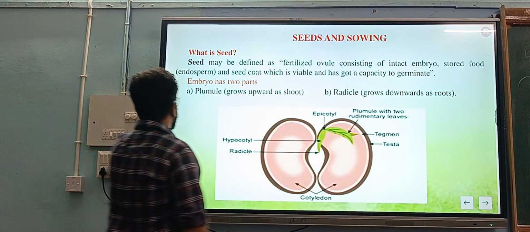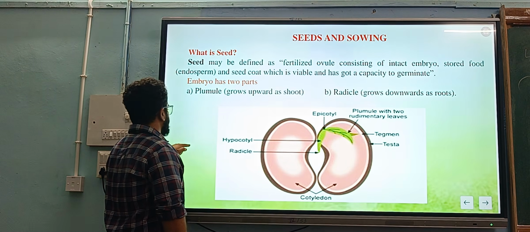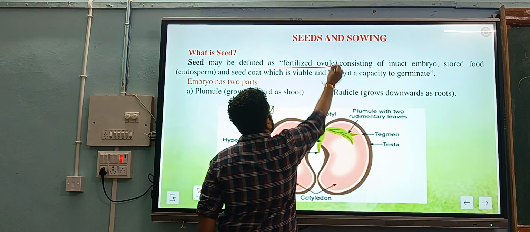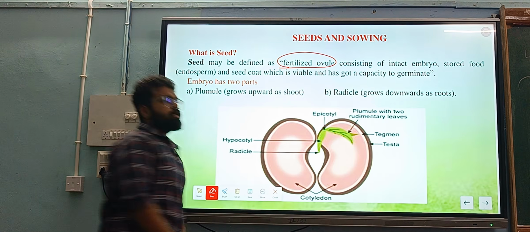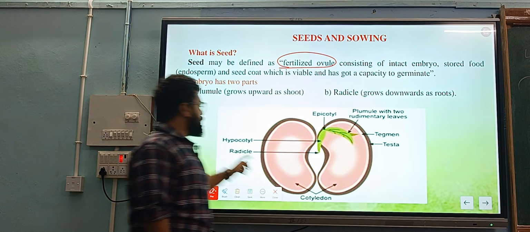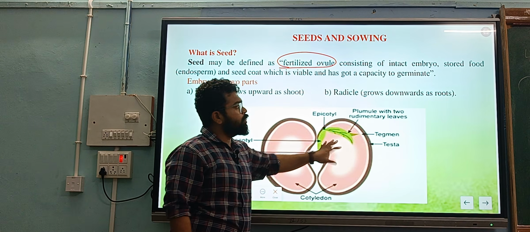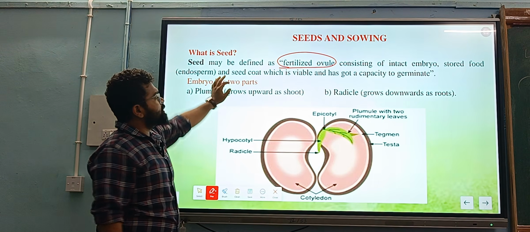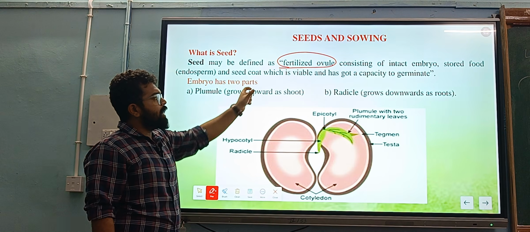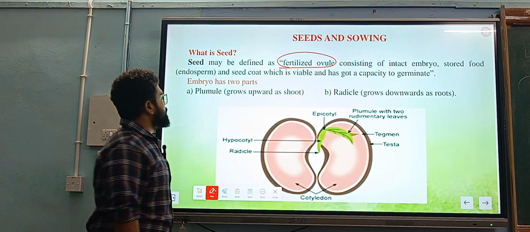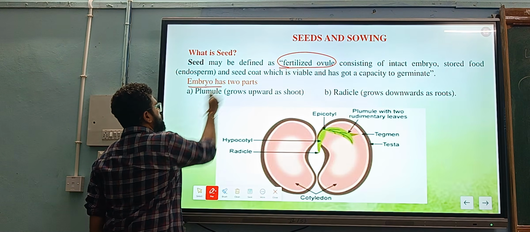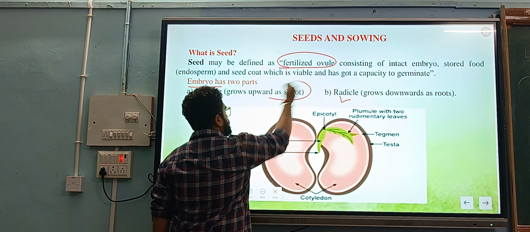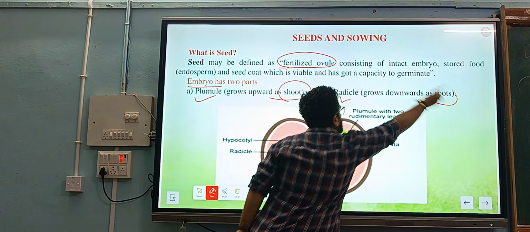What is seed? We call seed a fertilized ovule. It is a fertilized ovule consisting of an intact embryo, stored food material that is endosperm, and seed coat, which is viable and has the capacity to germinate. The embryo is divided into plumule and radicle. The plumule is the shoot part and the radicle is the root part.